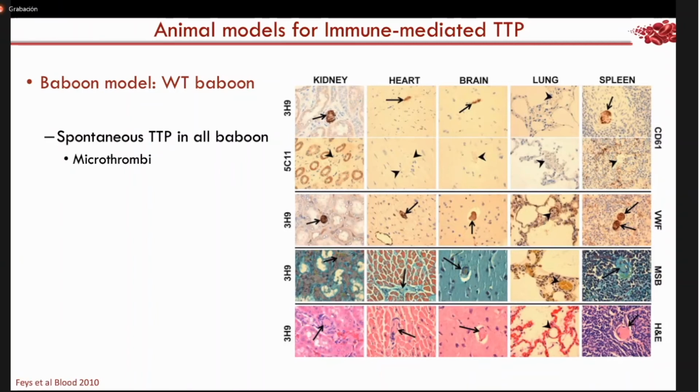So that was very exciting. The baboons developed spontaneous TTP. But we have to say these are the early stages of TTP, because when you look at the baboons, they did not look really ill. They looked quite okay. None of the baboons died, so they had the signs and symptoms of early stages of TTP.